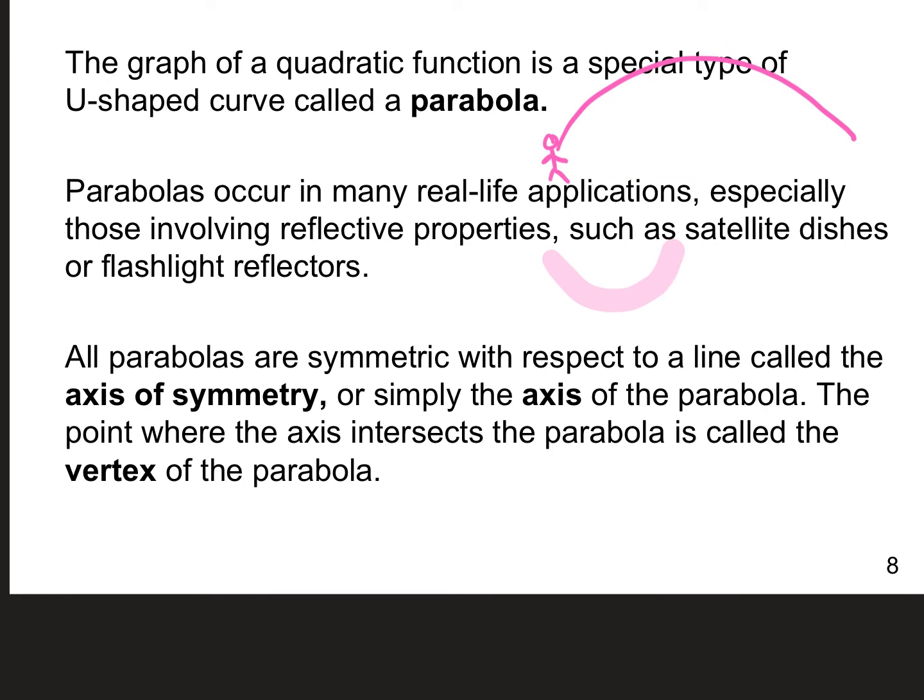All parabolas are symmetric with respect to a line called the axis of symmetry. If I had a parabola here, it is symmetrical right down the middle, and that line down the middle is my axis of symmetry. The point where the axis intersects the parabola, so this point down here where your axis of symmetry intersects the parabola, is the vertex.